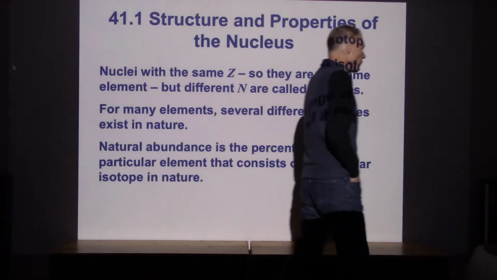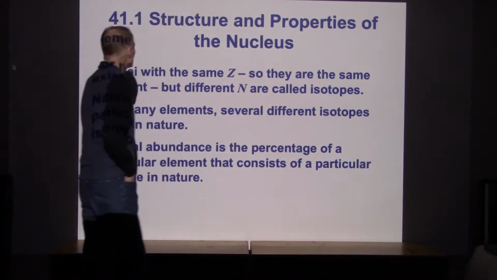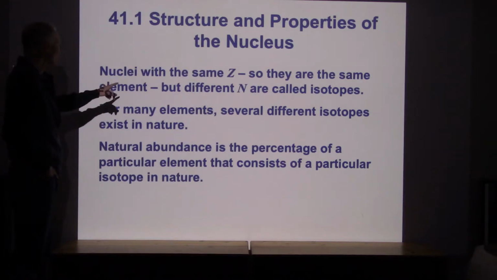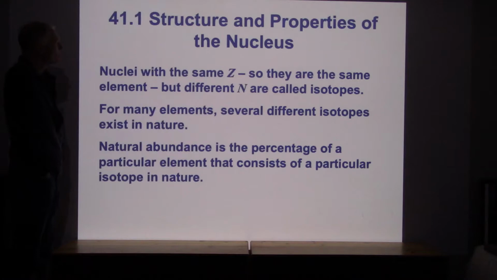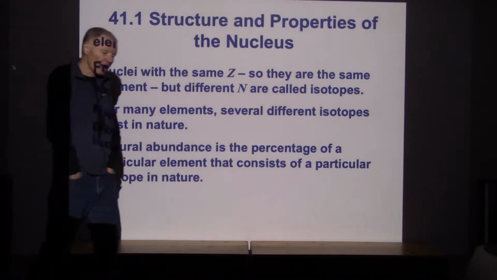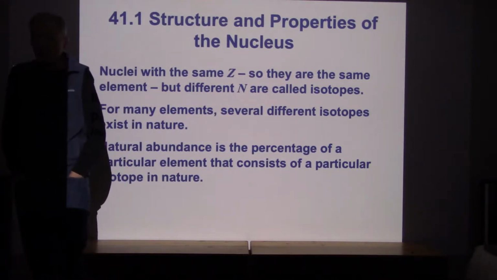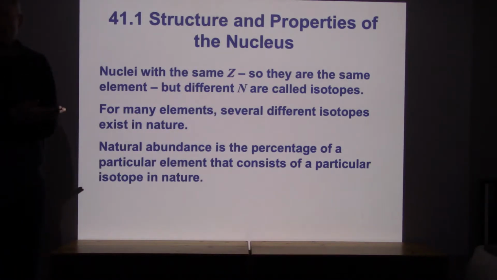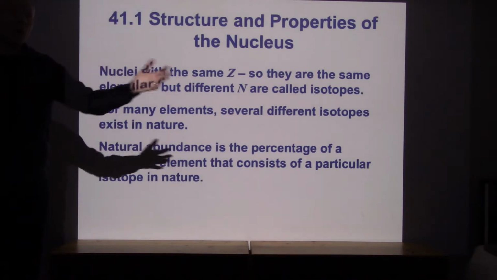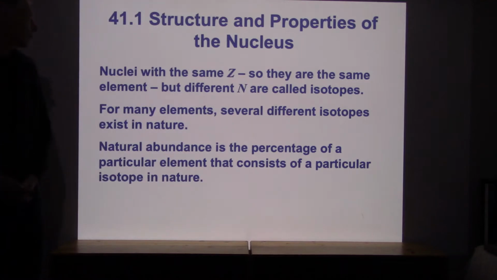So nuclei with the same Z value are called the same element. If they have variations in numbers of neutrons, those are referred to as isotopes. Most elements have some number of isotopes. In fact, if you look at the mid part of the periodic table, some of those elements will have 30 or 40 different isotopes that have been identified. So this wide range of neutron number.